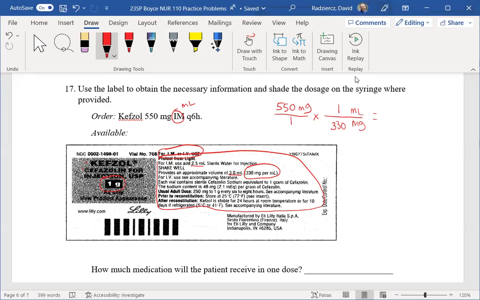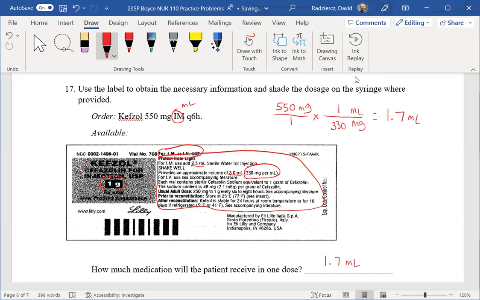And you're going to get an answer of 1.666666666. It's repeating. When you have a number that is greater than 1 and has a long decimal answer, you're going to round that answer to the nearest tenth. So those of you who said 1.7 milliliters, that is the correct answer.